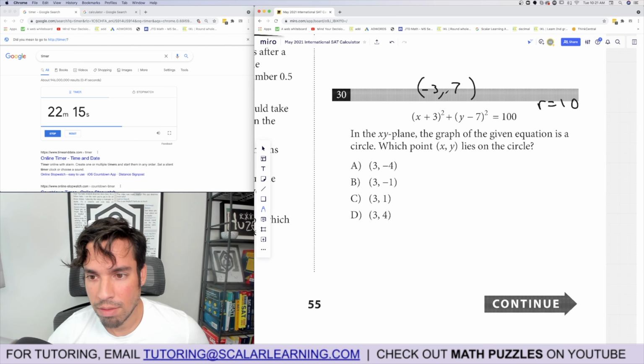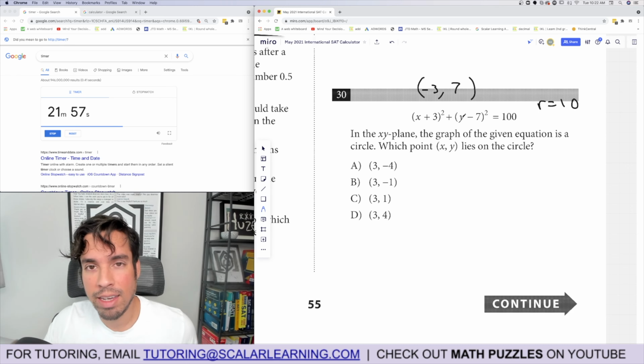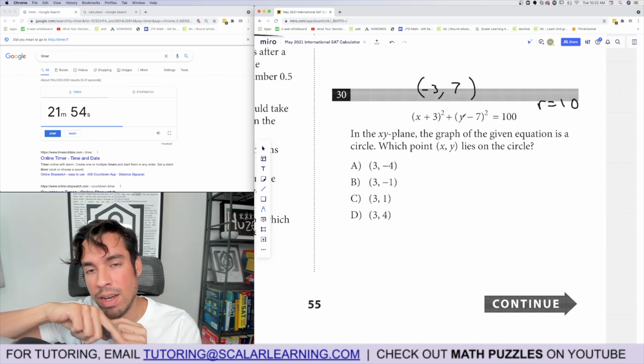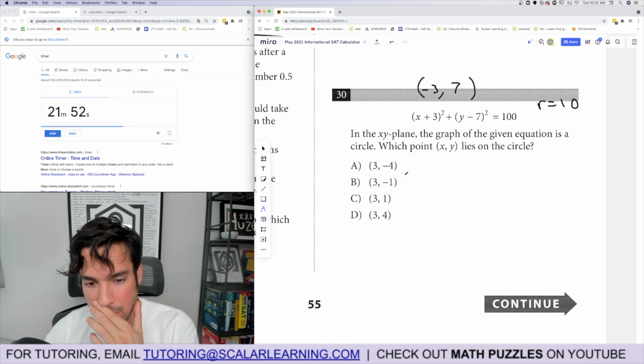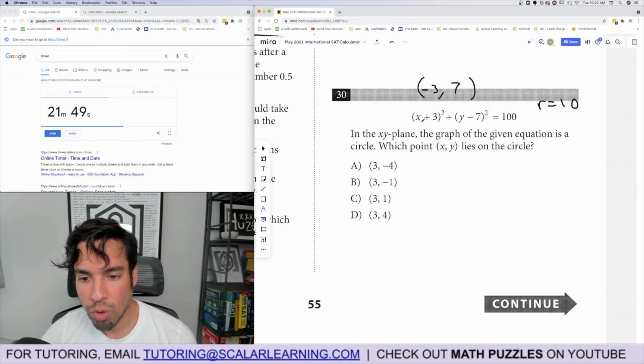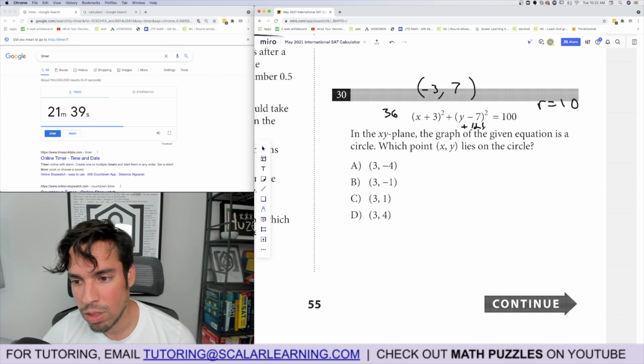-3, 7 is the center. I know -3, 17, and -3, -3, but those aren't there. I could also say, if I go backwards 10, -13, forward 10, no, so they didn't put those. Okay, I was just seeing if I could go up 5, down 5, left 5, right 5 for this circle and see if I get a point. That'd be easy, but instead we're going to plug and chug. So 3 plus 3 is 6 squared is 36. -4 minus 7 is -11, squared is positive 121. That's not 100.